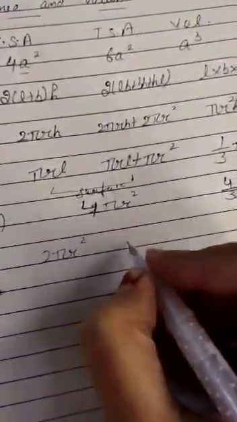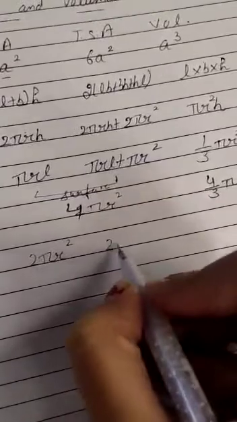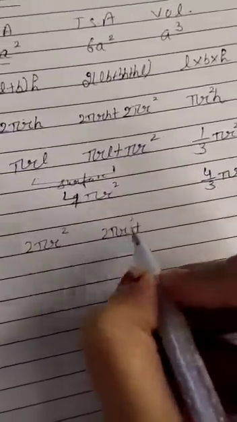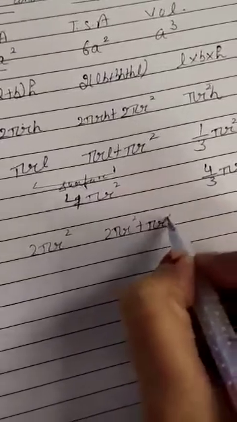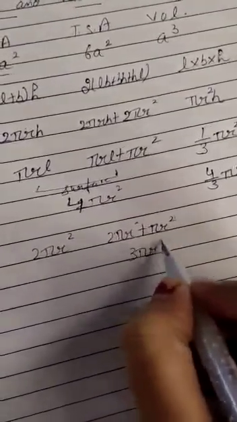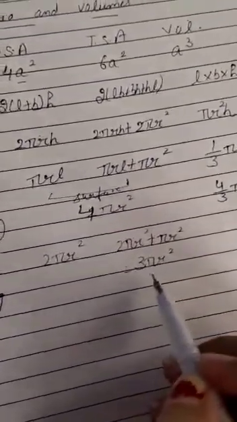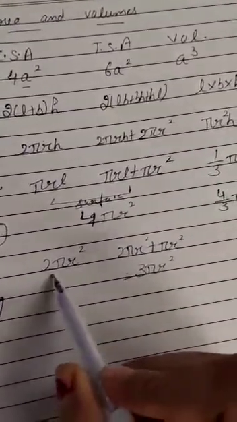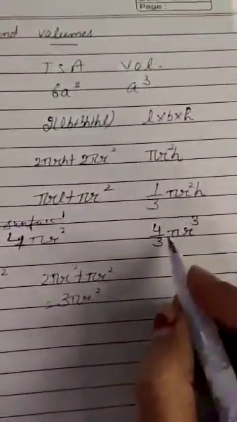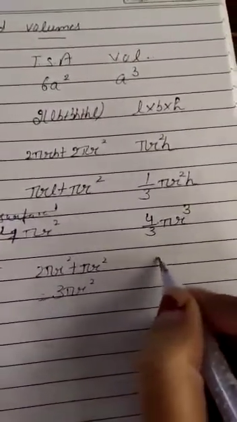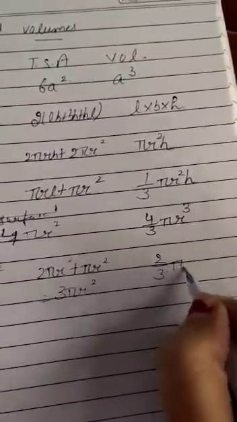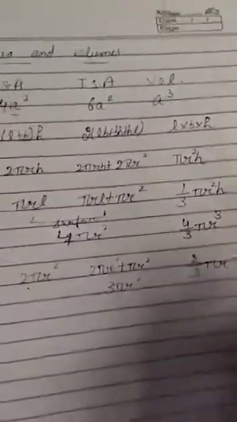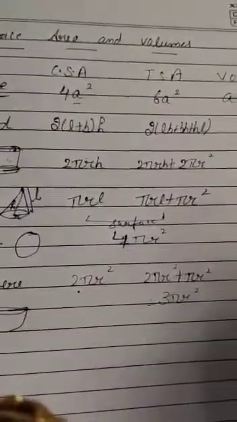Total surface area is curved surface area plus area of the top. Top is a circle, so it is pi r square, so total is 3 pi r square. So total surface area of the hemisphere is 3 pi r square and curved surface area is 2 pi r square, and volume of the hemisphere is half of the volume of sphere, so it is 2 by 3 pi r cube. Now we are going to use these formulas in our numericals.